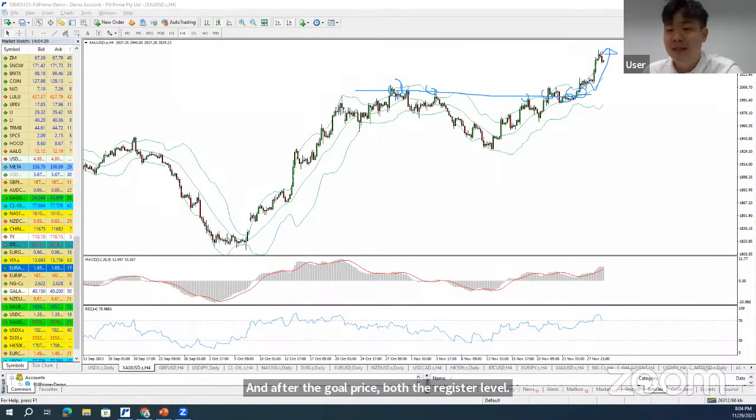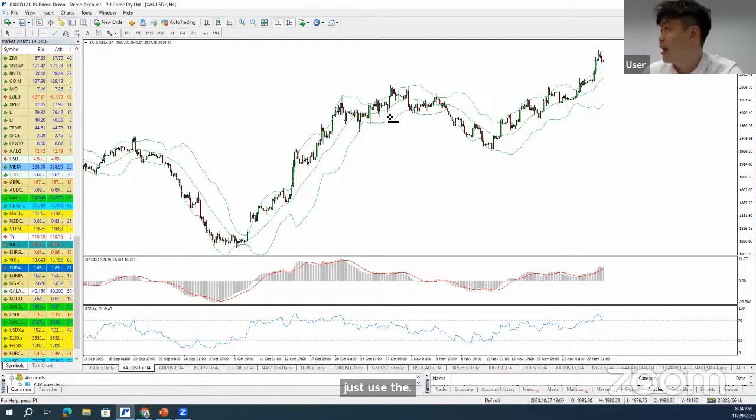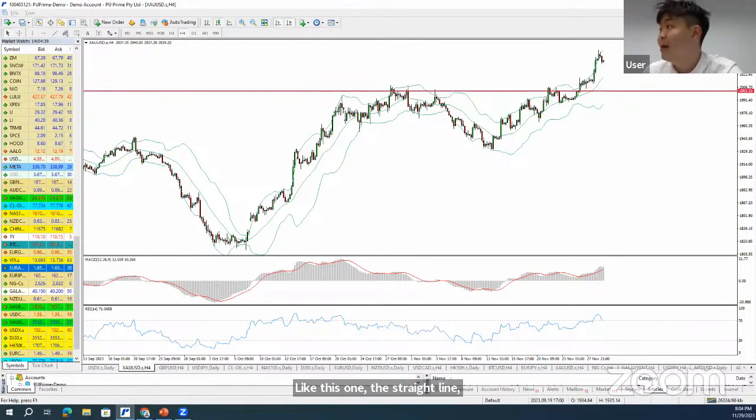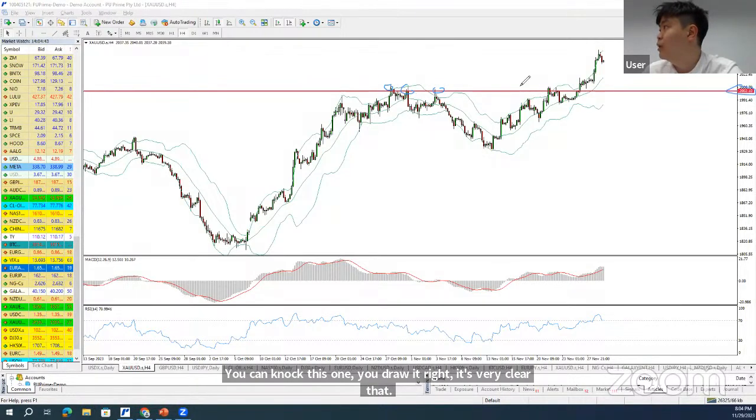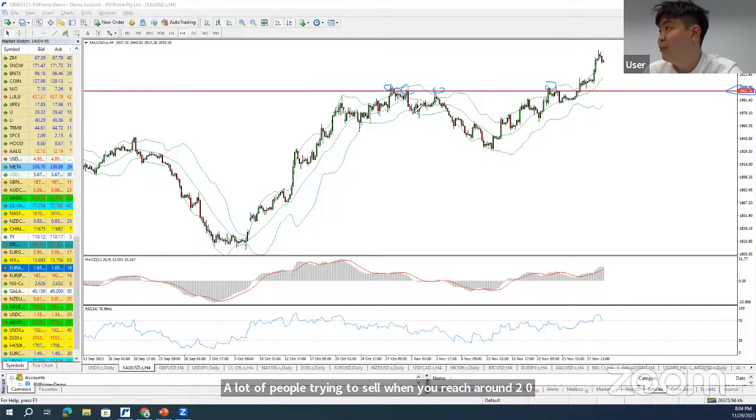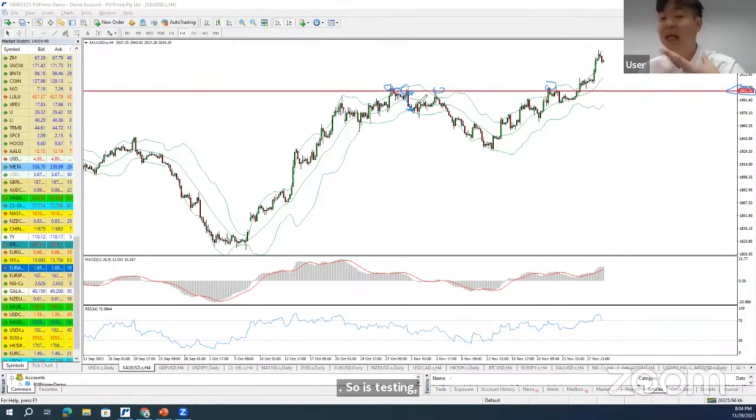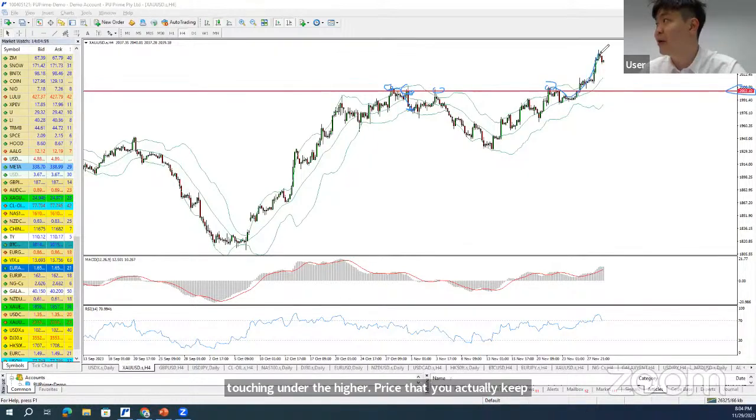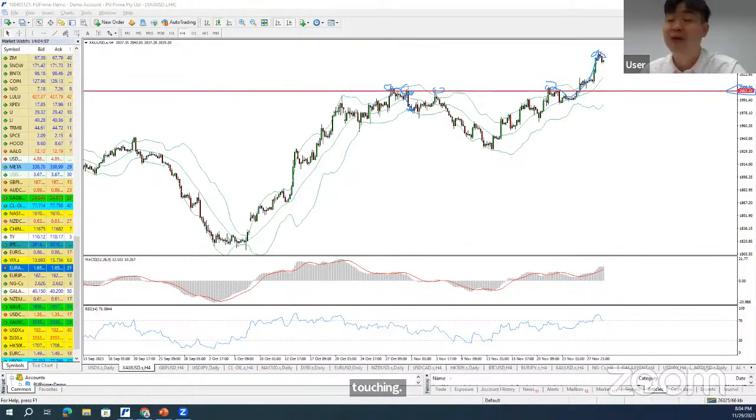So here is some suggestion on it. You can just use MT4, click the straight line tool, and then draw on it. Once you draw it, it's very clear that a lot of people were trying to sell when it reached around 2002. So it tested, dropped, and then retested. A resistance line is one line that keeps touching the higher price that the market previously kept touching. After it breaks above the resistance level, it continues to go up. Then we need to draw another resistance level.